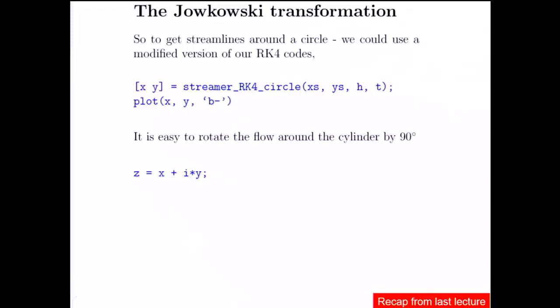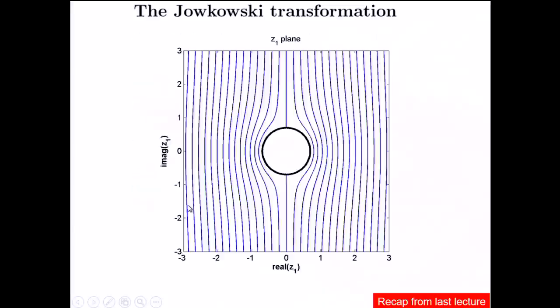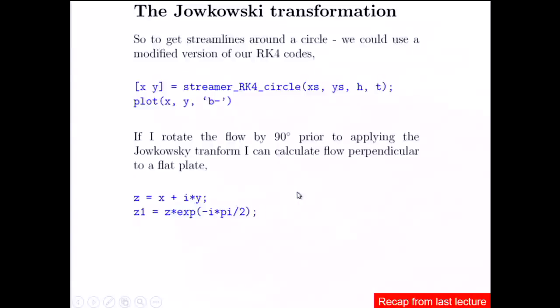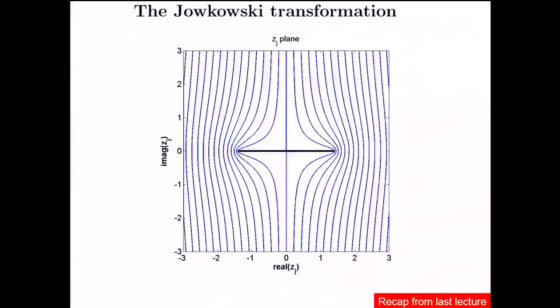We can rotate the flow around the cylinder by 90 degrees and see how the flow field looks like. So we can apply a rotation transformation to it. Remember what we did a few minutes ago, the rotation transformation. We apply this, and then this is the original flow field after rotation. And in the transformed plane, we can see the flow field looks like this.